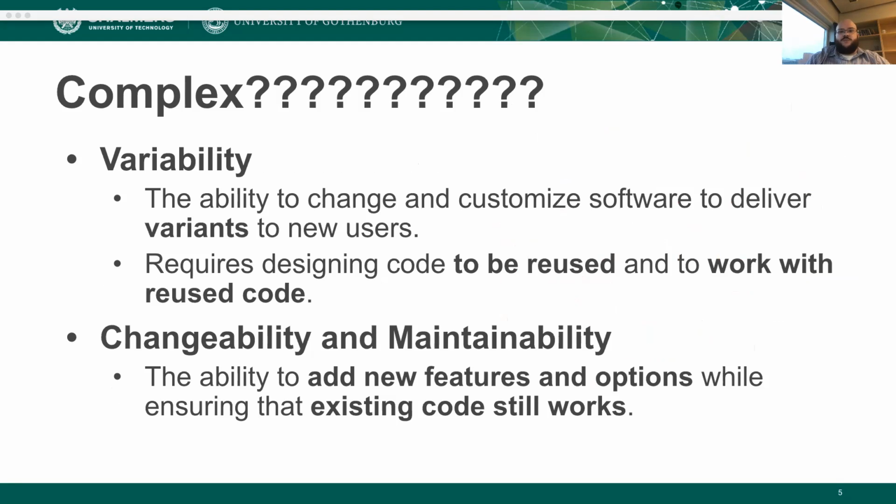And so in this class, what we focused on as the meaning of complexity are really two things: variability and evolution. Variability is our ability to change and customize the software.